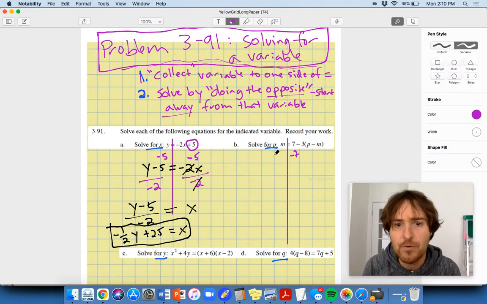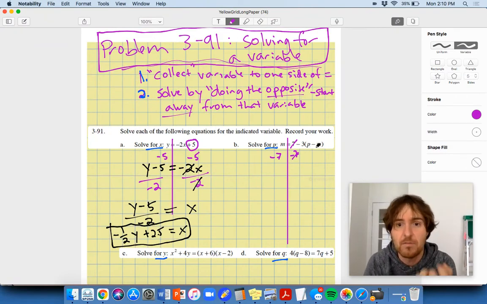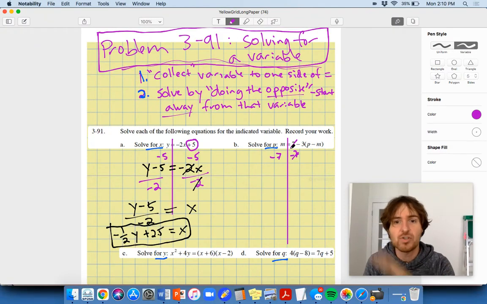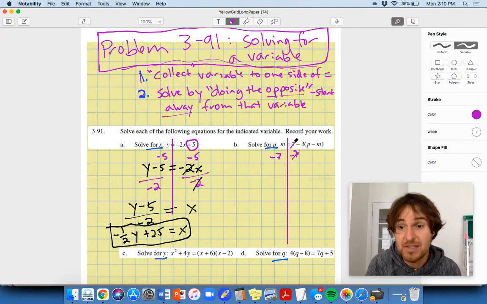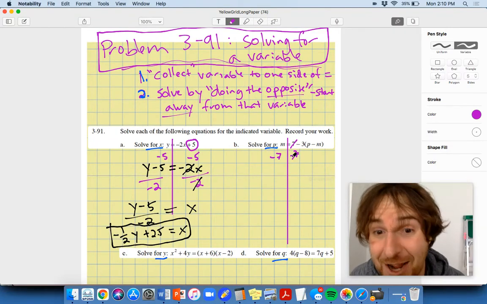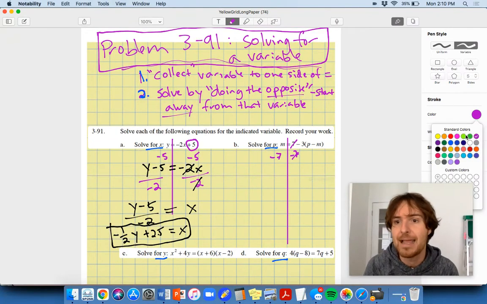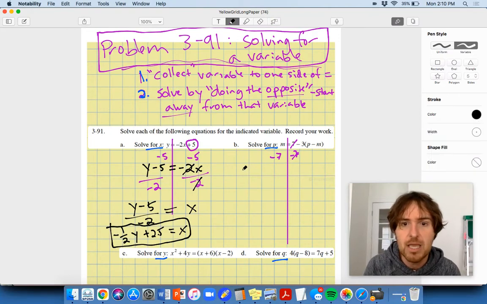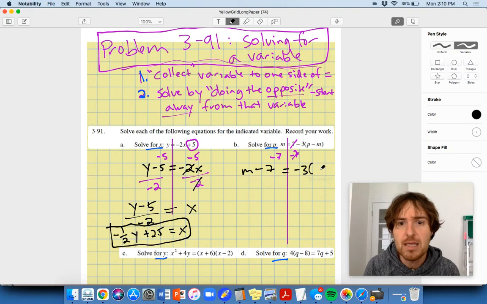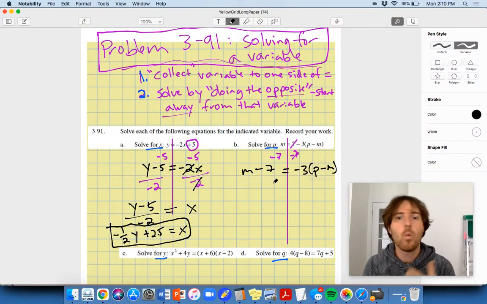So I'm going to take away 7 from both sides so that I start isolating. Isolating means get it by itself. I want to get p by itself. Start isolating it, so I want to get rid of that positive 7 there, and I get rid of that by subtracting 7. Okay, so then on the other side, I'm rewriting this equation. This is m minus 7, and that's equal to negative 3 times p minus m. Okay, what can I do next?